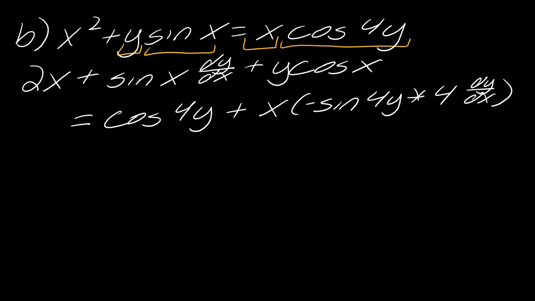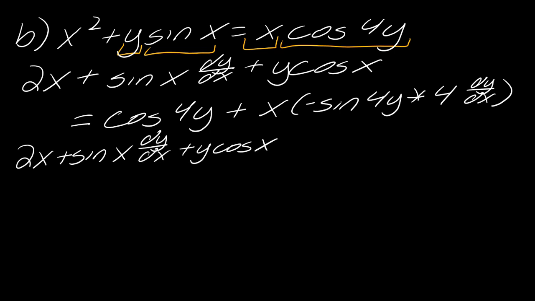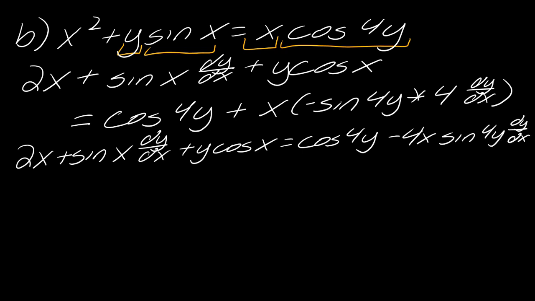So that was a little bit of a tricky one. Okay, but the goal here is still the same. We ultimately want to solve for dy dx, so we have some things to simplify. So let's see, I've got 2x plus sine x dy dx plus y cosine of x. This equals cosine of 4y minus 4x sine of 4y dy dx. I'm just barely squeezing it in there.